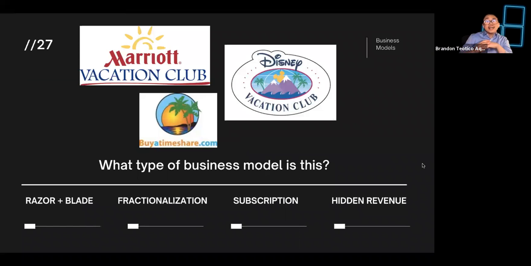All right, so this one's going to be our last one. Here we have three companies: Marriott Vacation Club, Disney Vacation Club, and buyatimeshare.com. So what business model is this? Is this razor and blade, fractionalization, subscription, or hidden revenue? This one I think is probably the most difficult of them all. Seeing some fractionalizations, seeing some subscriptions. All right, let's see what it is.